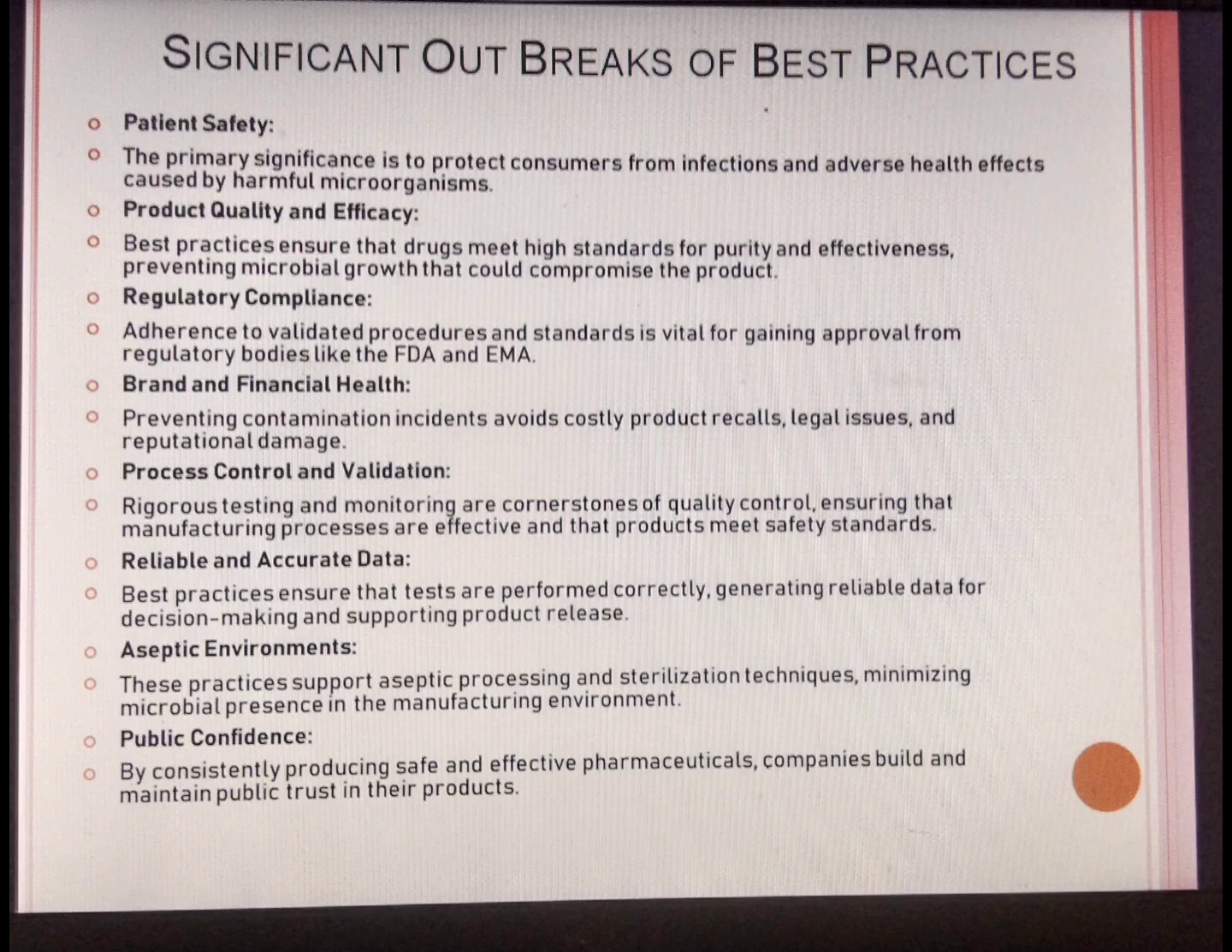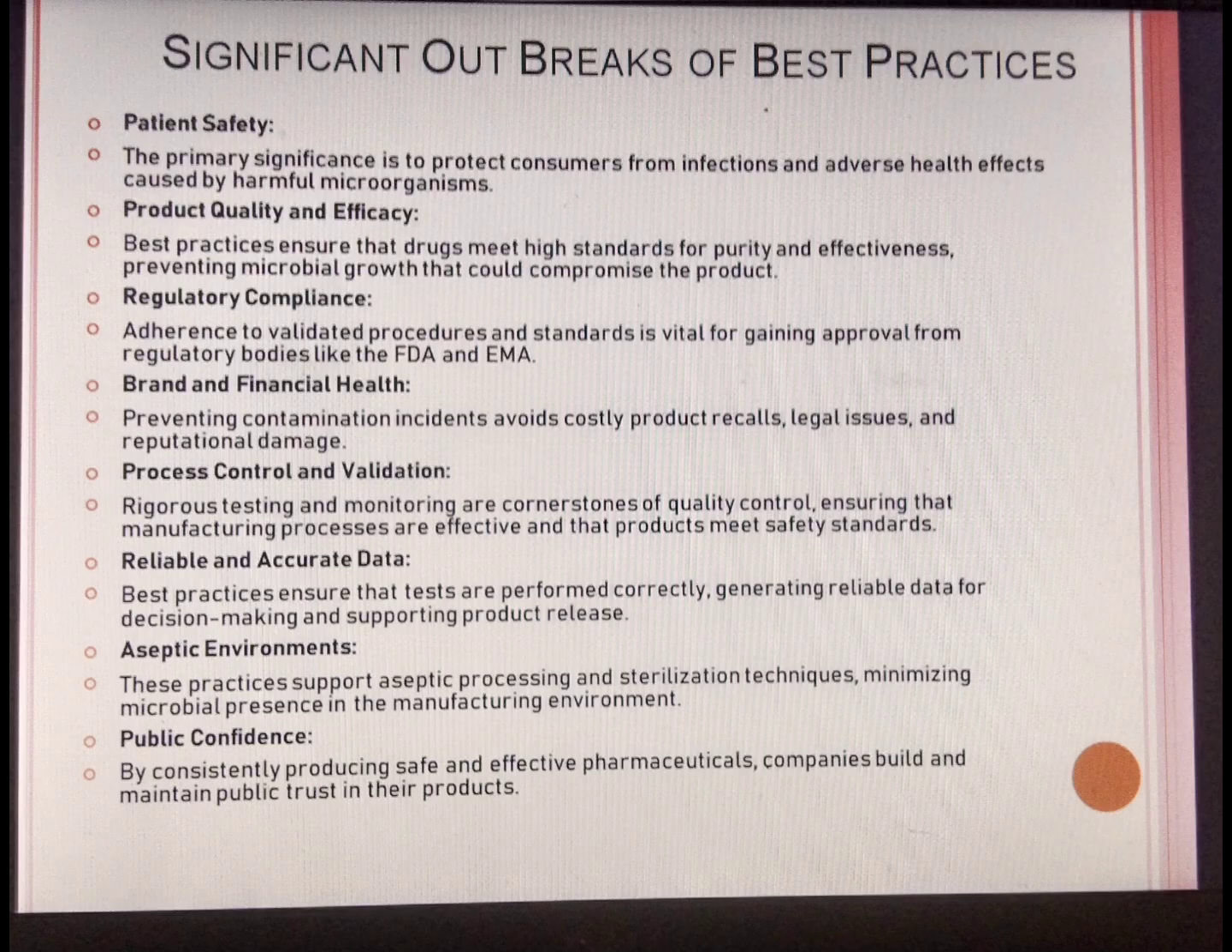Significance of the best practices. Patient safety. The primary significance is to protect consumers from infections and adverse health effects caused by harmful microorganisms. Product quality and efficacy. Best practices ensure that drugs meet high standards for purity and effectiveness, preventing microbial growth that could compromise the product. Regulatory compliance.